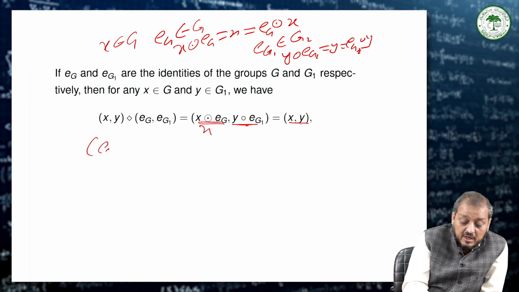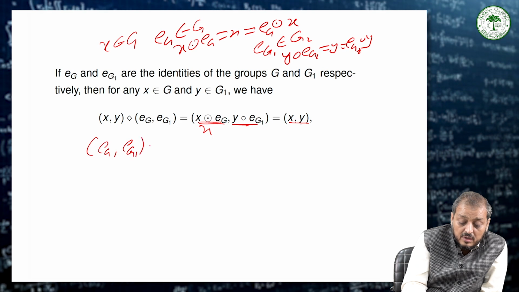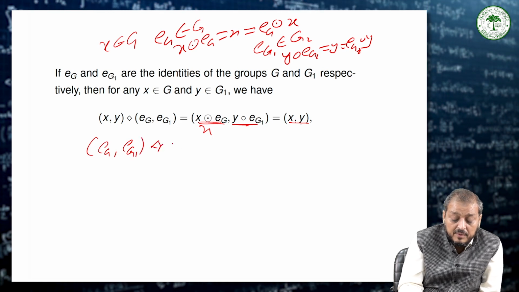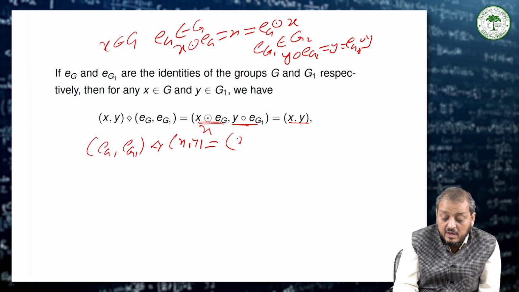Similarly, you can take (EG, EG1) and the diamond of (x, y). This can be written as (x, y).